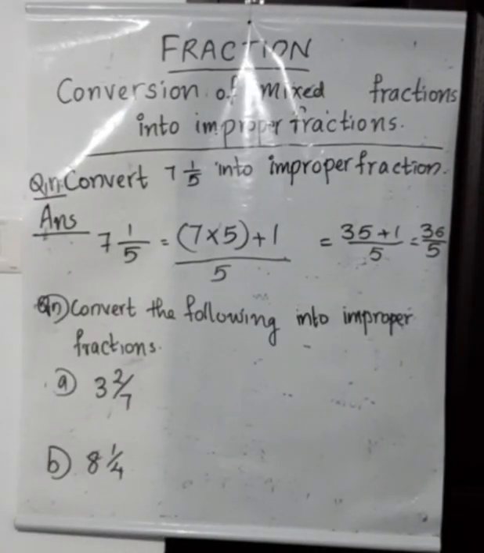Here we have 2 questions. Convert the following into improper fractions. The first fraction is 3 2 by 7 and the second fraction is 8 1 by 4. We have to convert these 2 mixed fractions into improper fractions. So let us do that. You know it well. Anyway, you do it yourself first and then correct it from my class.